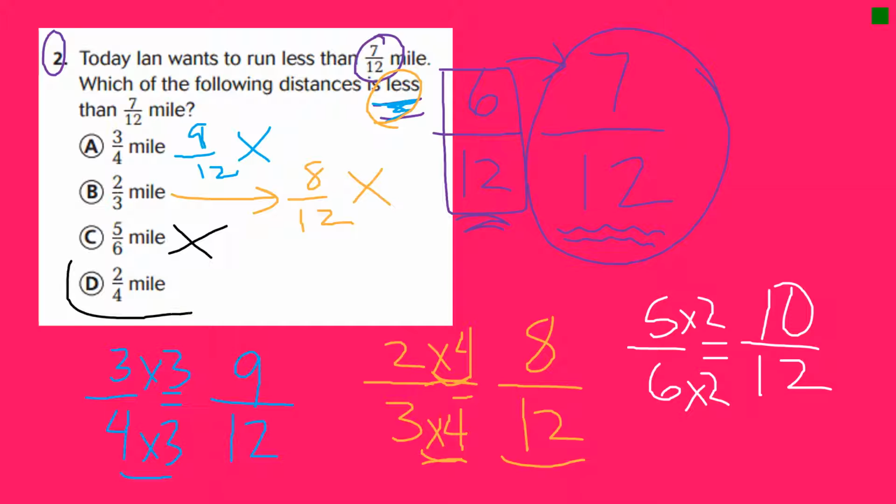So let's look at D. Now we know D has to be the answer because we've eliminated the other 3. But when you look at 2/4, oh, we should have looked at that one first, right, boys and girls? 2/4 is equivalent to what? Half, right? 2 out of 4 pieces, that's exactly half. So we decided right away 7/12 was greater than half. So half is less than 7/12.